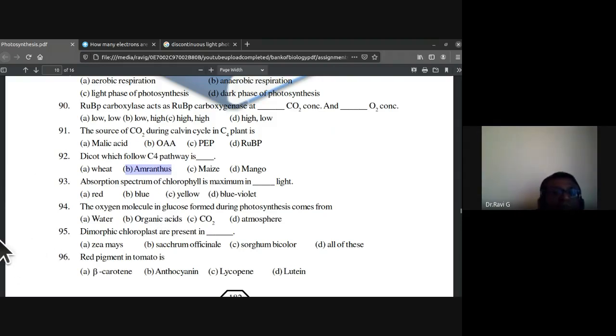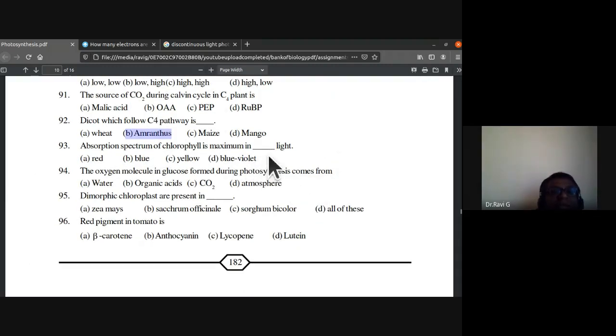See, they ask questions like this too. Most of them are monocots, but there are dicot plants which undergo the C4 pathway. So amaranthus. Absorption spectrum of chlorophyll is maximum in dash light: red, blue, yellow, or blue and violet.